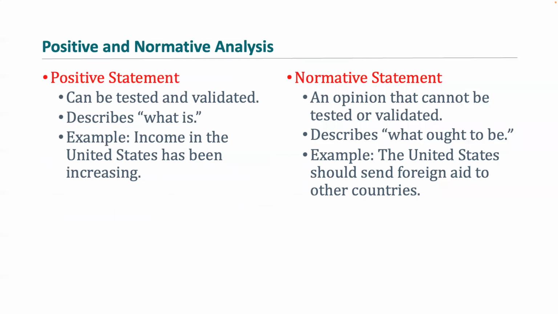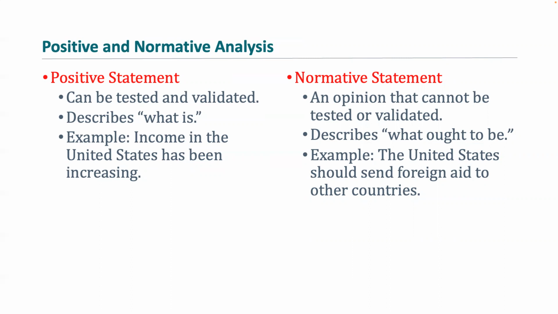The next thing I want to look at is positive and normative analysis. Keep in mind that as an economist, you want to do your best to remain objective. When we're looking at something like a rise in the unemployment rate, as an economist, we want to understand why it occurred, and we don't want to determine who should receive unemployment benefits or other government assistance. We're just looking at the why. As an economist, we're going to focus on positive statements. So these are things that can be tested and validated, and they describe what is.